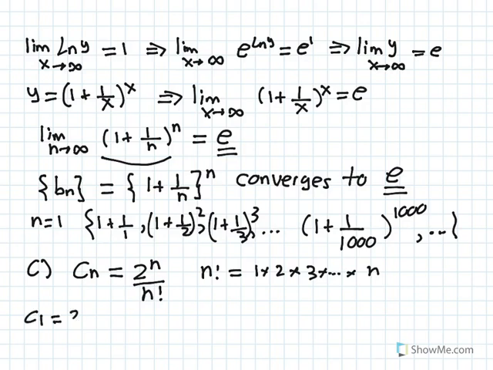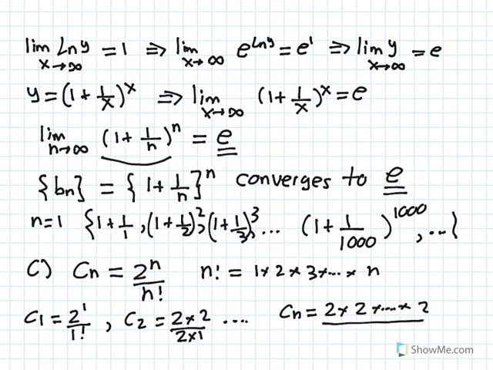C1 is going to be 2 to the 1 divided by 1 factorial. C2 is going to be 2 squared, which is 2 times 2, divided by 2 factorial, 2 times 1. And in general, Cn is going to be 2 to the n, so 2 times 2 n times, divided by n factorial, which is 1 times 2 times n. All right, so it looks like the fractions that we're looking at are decreasing as the denominator grows faster than the numerator. So let's rewrite this.